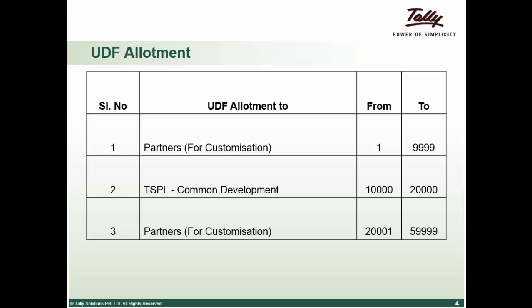59,999 can be used. However, at the initial stages of Tally, Tally has already used index numbers 1 to 29. So truly speaking, you can use an index number from 30 to 9,999 and 20,001 to 59,999. The UDF index numbers from 1 to 29 have already been used. So in case there is a clash, the data that you are providing will fail.